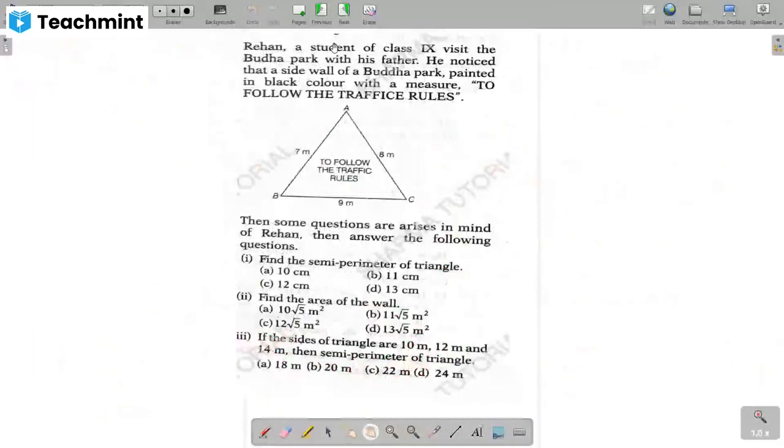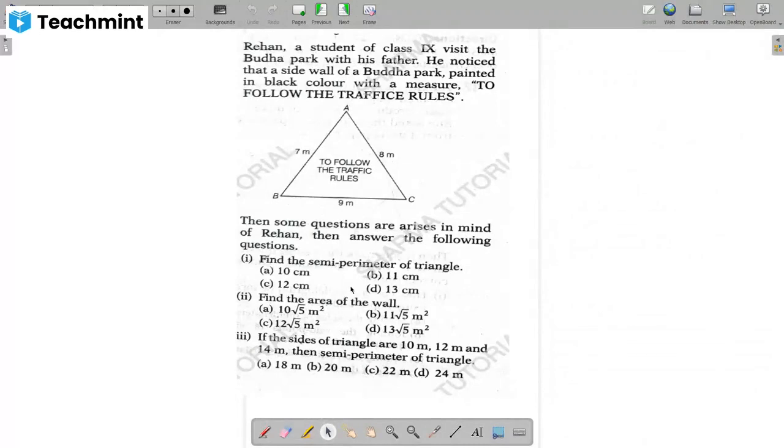So let's move to the next question. This is our next one. Question is, Rehan, a student of class 9, visited the Buddha Park with his father. He noticed that a side wall of Buddha Park was painted in black color with a measure to follow the traffic rules. Then some questions arise in the mind of Rehan. Then answer the following questions.